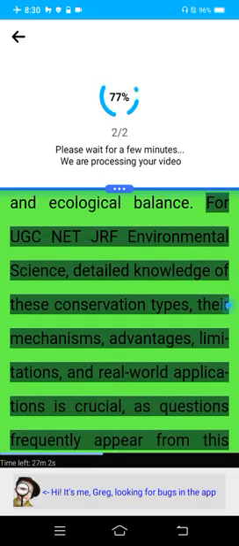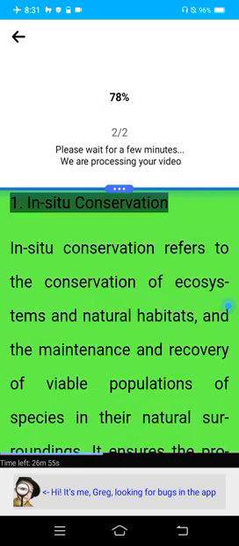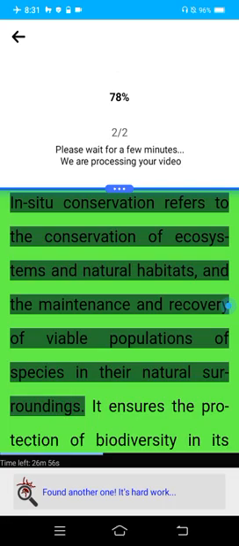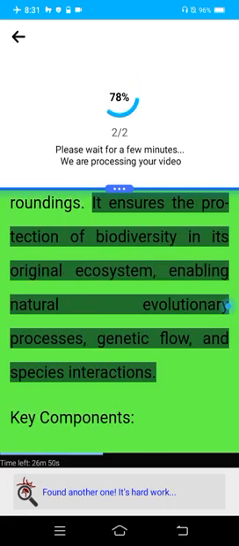For UGC NET JRF Environmental Science, detailed knowledge of these conservation types, their mechanisms, advantages, limitations, and real-world applications is crucial, as questions frequently appear from this topic. 1. In situ conservation. In situ conservation refers to the conservation of ecosystems and natural habitats, and the maintenance and recovery of viable populations of species in their natural surroundings. It ensures the protection of biodiversity in its original ecosystem, enabling natural evolutionary processes, genetic flow, and species interactions.